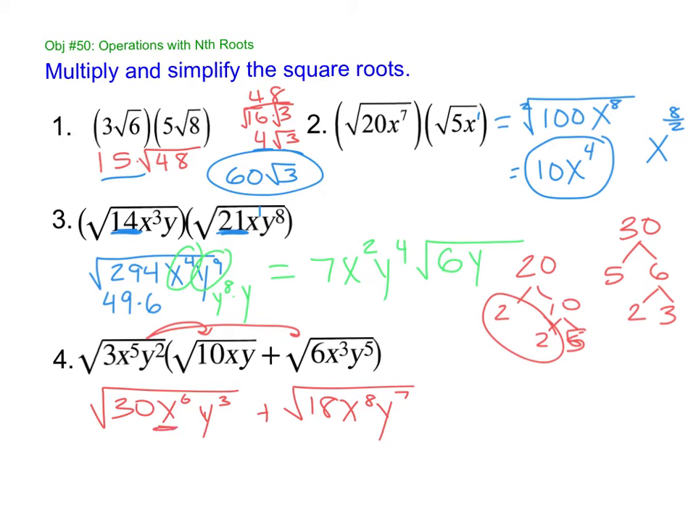I'm going to simplify my x to the 6th. I get x cubed on the outside. Y cubed, I get 1 y on the outside and 1 left over on the inside.